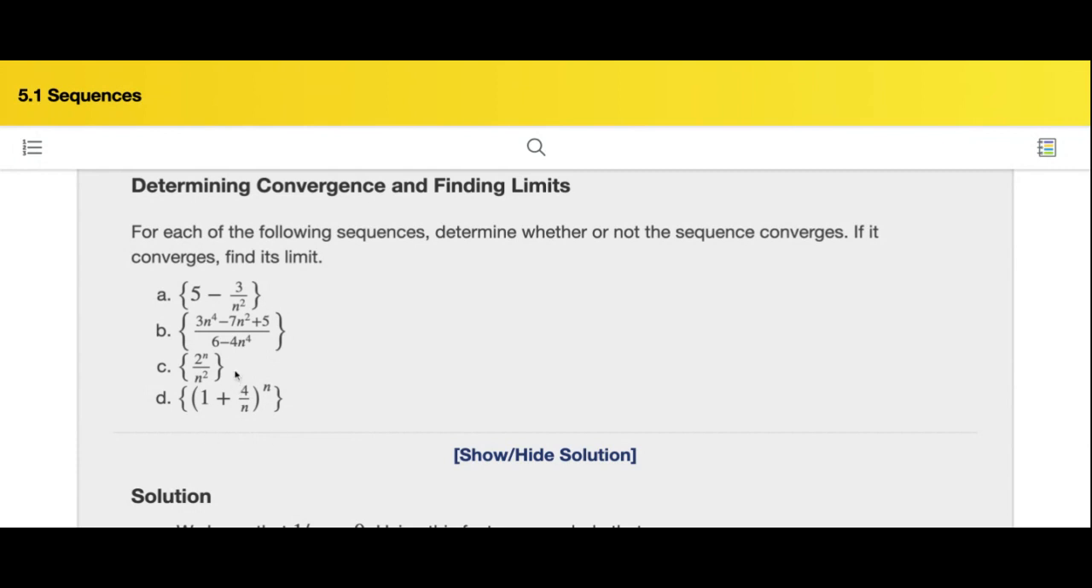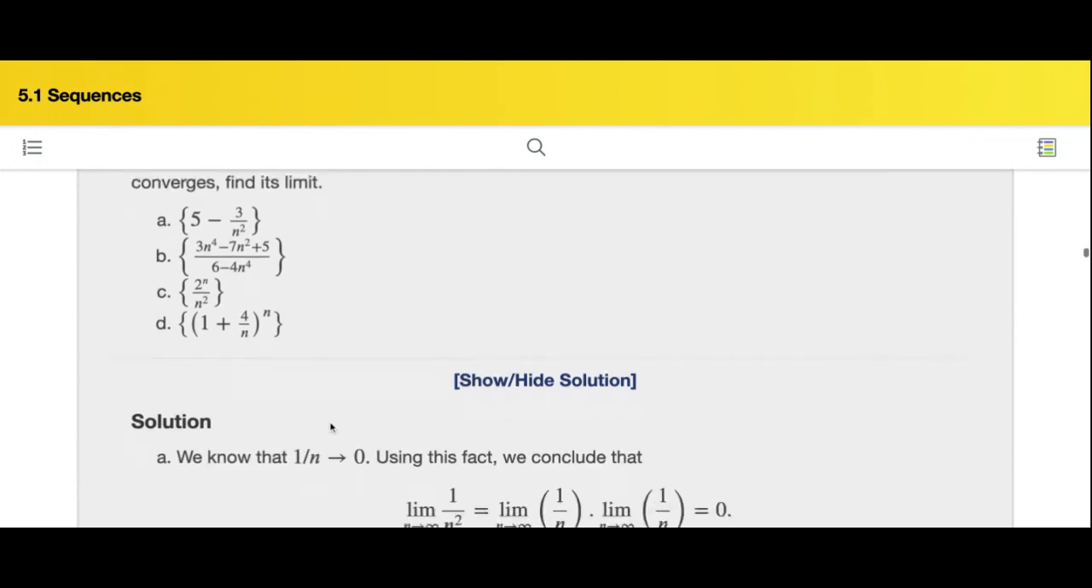4 over n is rational, then raised by n is exponential, but we do not have a combination of rational and exponential functions. So that's one of the beauties of dealing with sequences. So what do we do? We have to use log.